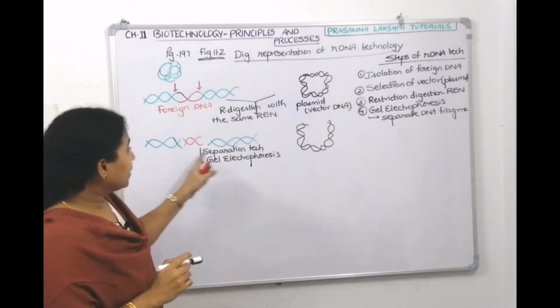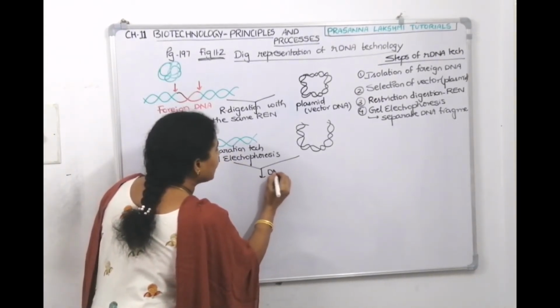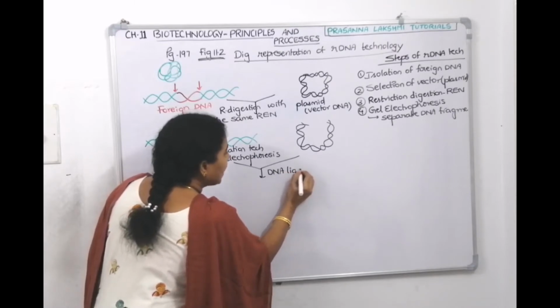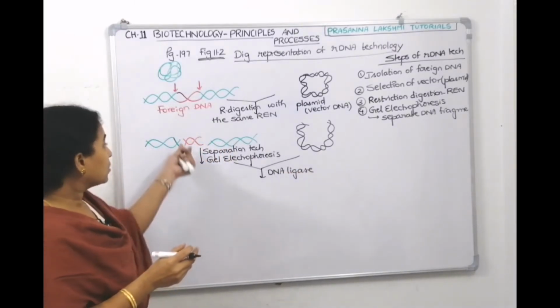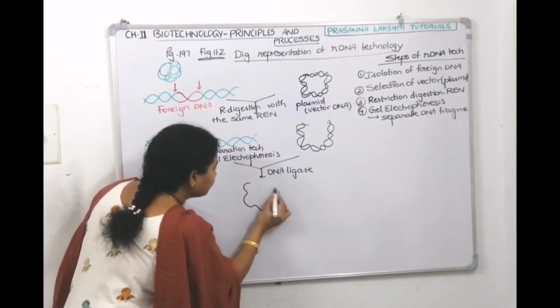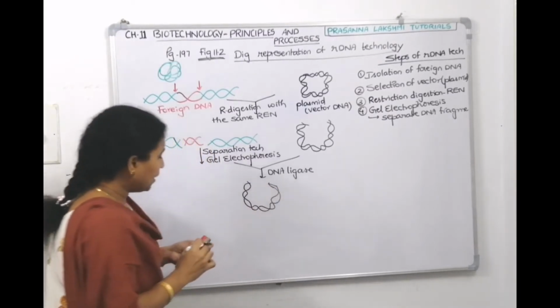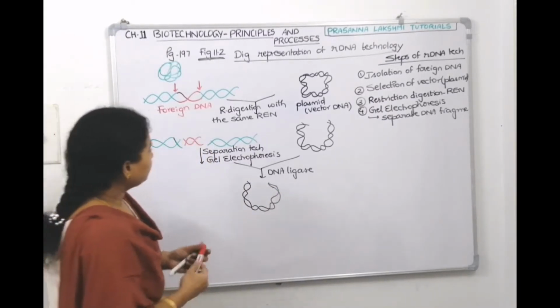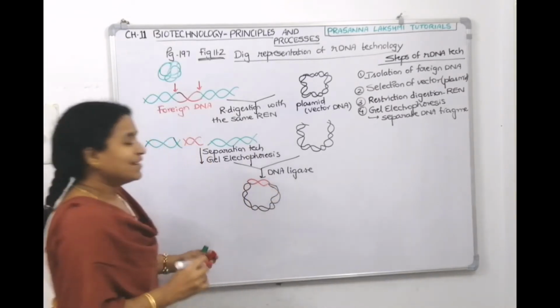After that, we'll join this with this, right, children? So the next step will be DNA ligation. With the DNA ligase enzyme, we are bringing the enzyme and asking it to join this here. So when you join that green colored DNA here, it gets joined in this manner, right? So it got joined.